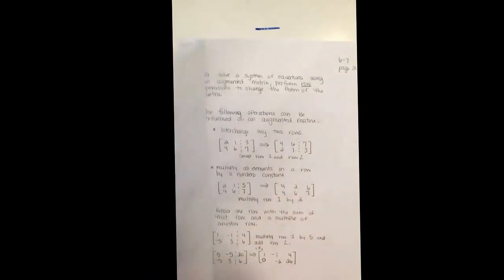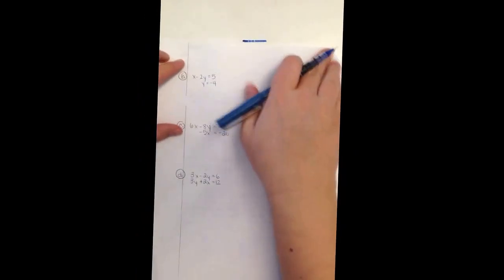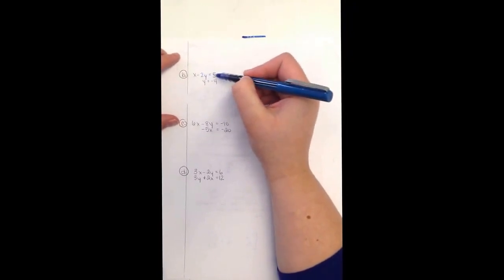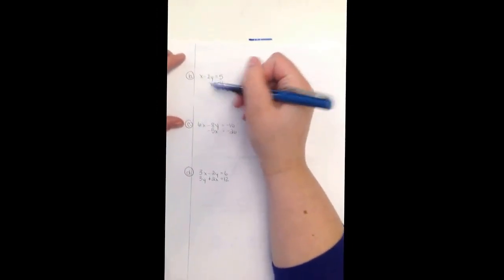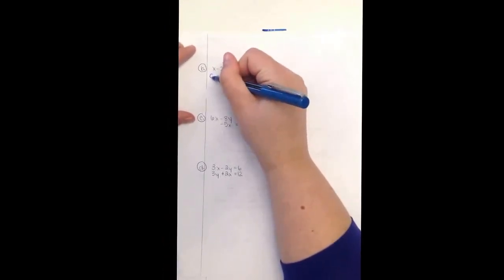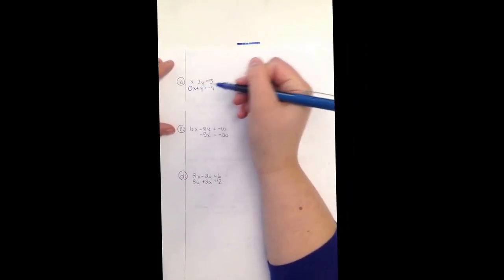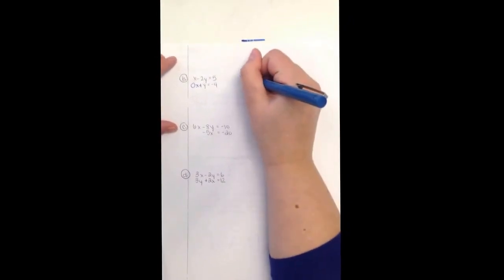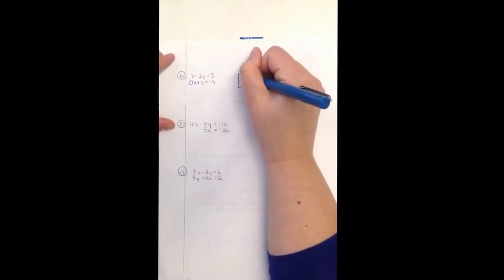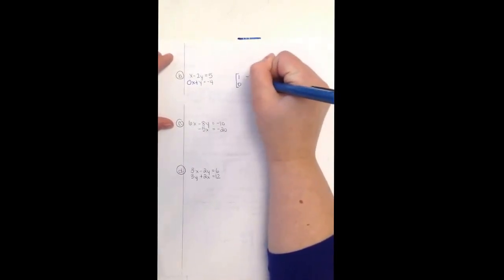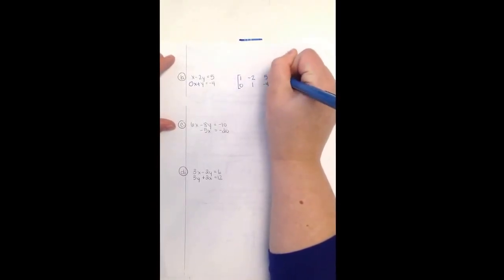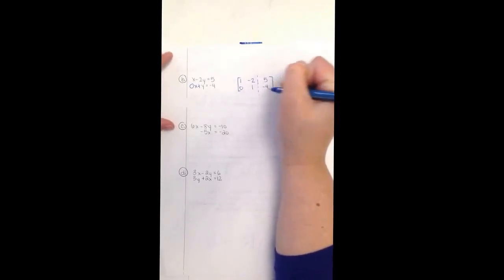Okay, turn to the next page. There's 3 more examples. I'm going to do B with you first, and then I'll let you do the other ones. Okay, up here I have x minus 2y equals 5, and then y equals negative 4. Biggest thing is, this one doesn't have an x, so I'm going to rewrite it as 0x plus y equals negative 4. So then when I fill in my matrix, I have 1, negative 2, 5, 0, 1, negative 4, and a dotted line right here.